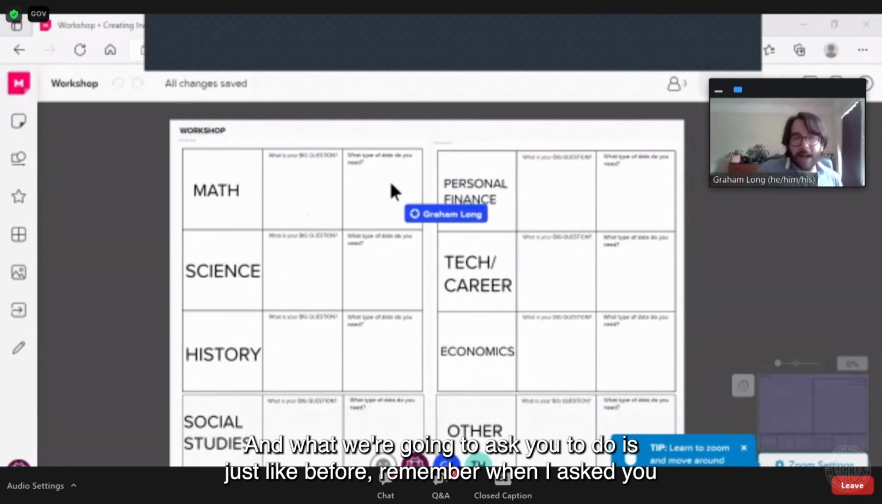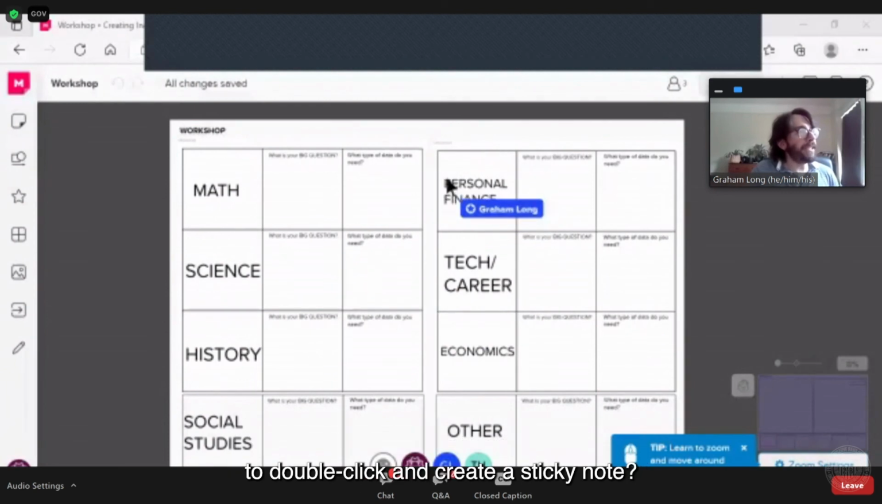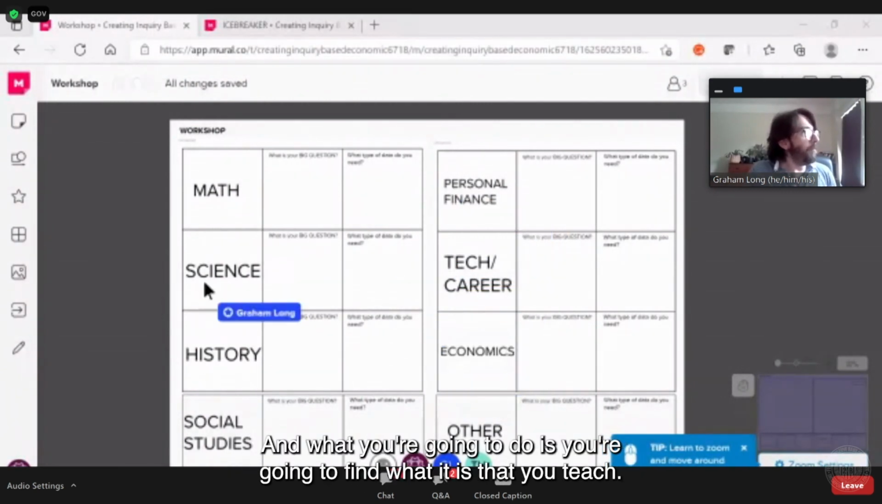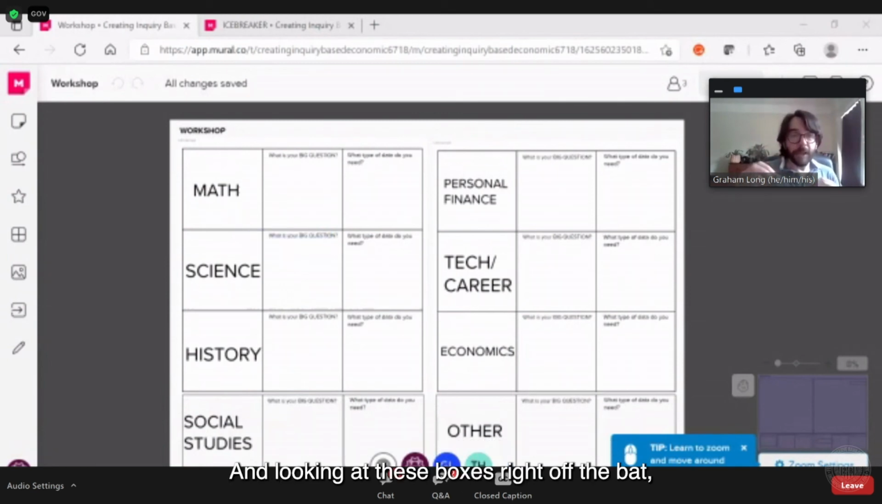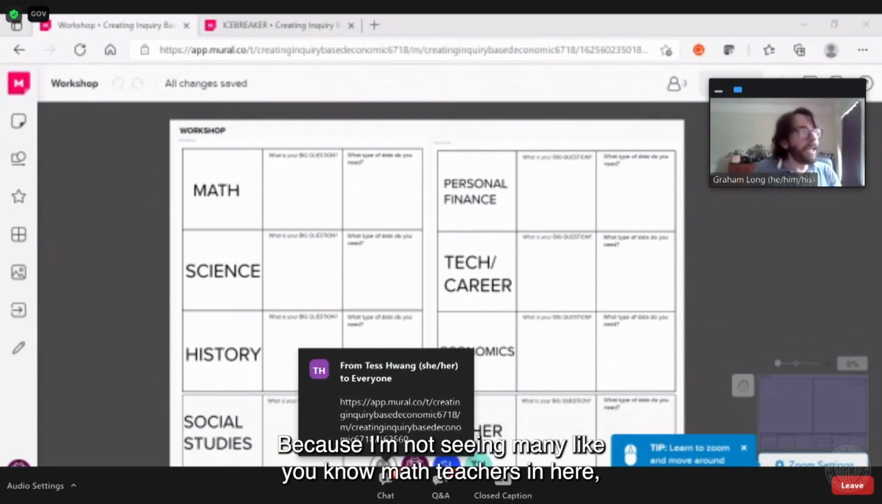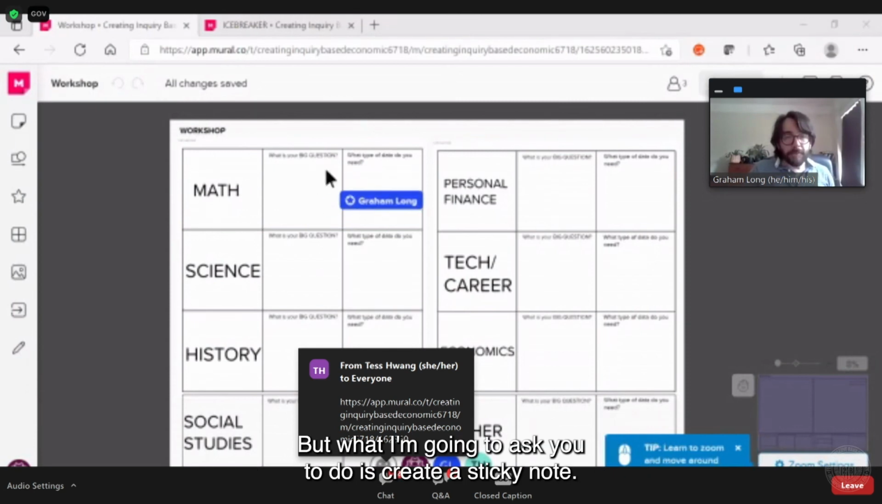And what you're going to do is find what it is you teach. Looking at these boxes right off the bat, what I might do is cover up some of these because I'm not seeing many math teachers in here. So we might make this an extra economics box. But what I'm going to ask you to do is create a sticky note. Double click, type your question. What was the question you thought of? Donna threw theirs in the chat, right? But create that sticky note, throw it into this mural.